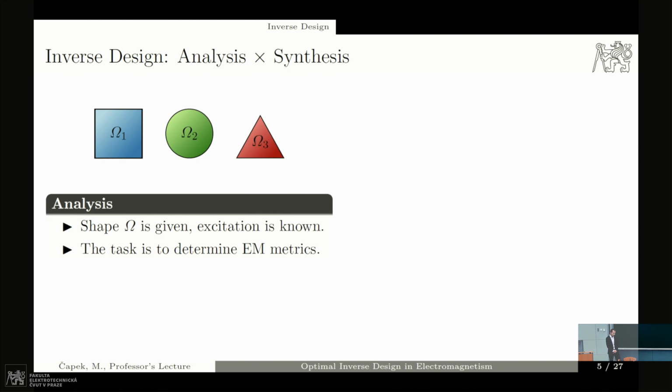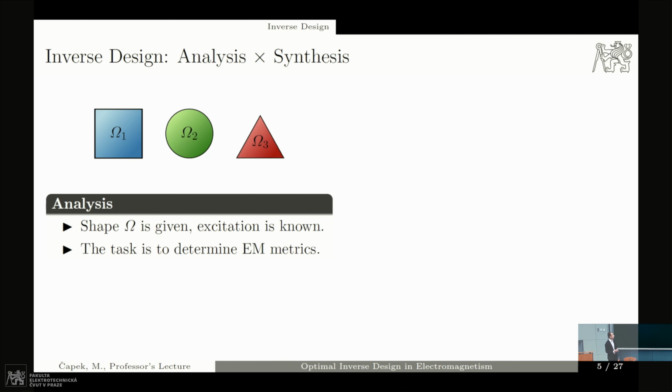What does it mean? To explain that, we have to touch two important terms, analysis and synthesis. Analysis is the simpler one. Analysis is basically everything we do every day. If you have a device, a cell phone, or some motor, or some plane, and you would like to assess its performance, you typically draw that design in some powerful electromagnetic or mechanical simulator, and you run the simulation, and you get your numbers, how it performs.